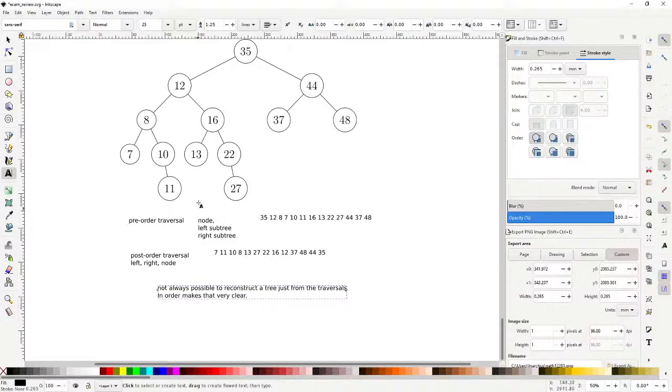An in-order traversal is literally just the elements in order because it goes left, node, right. So in order is left, node, right, and so that would just be 7, 8, 10, 11, 12, 13, 16, 22, 27, 35, 40, 37, 44, 48. And so is it possible to reconstruct the tree from the in-order traversal? The answer is absolutely not. From the in-order traversal, you can't even tell what the root is.